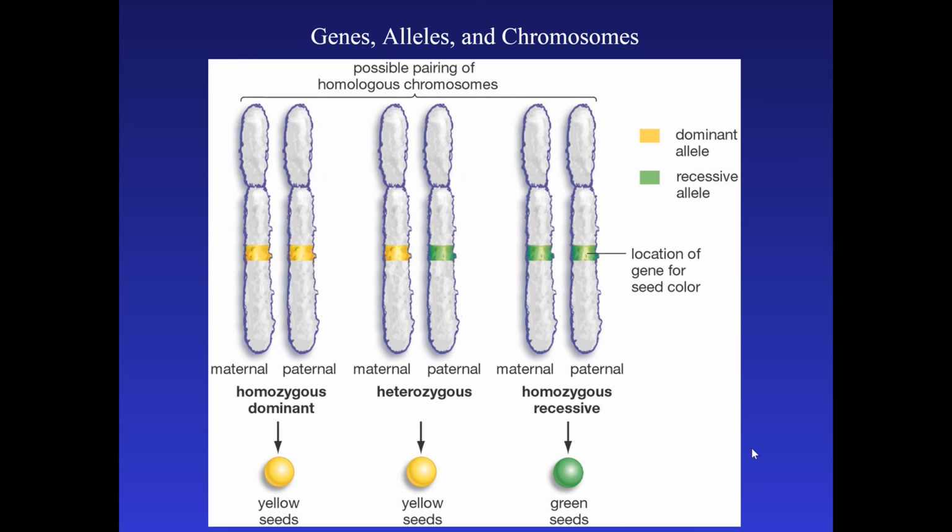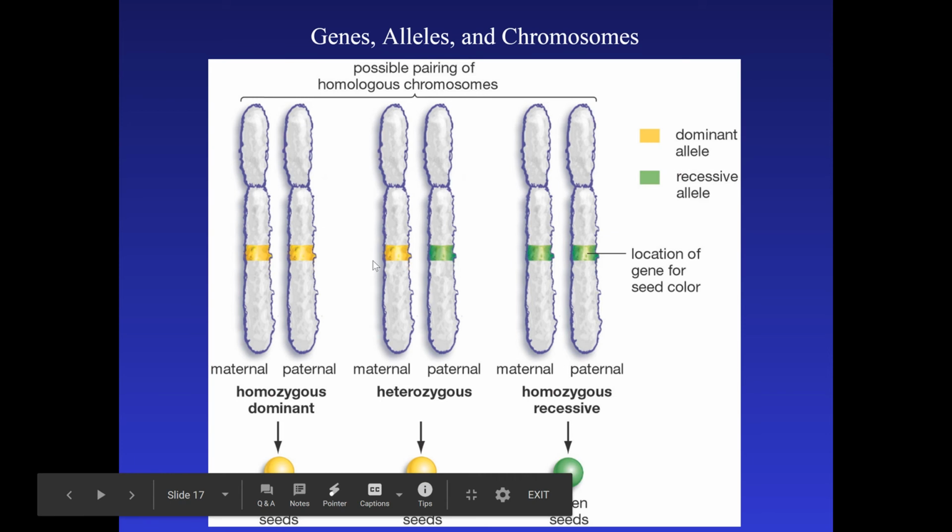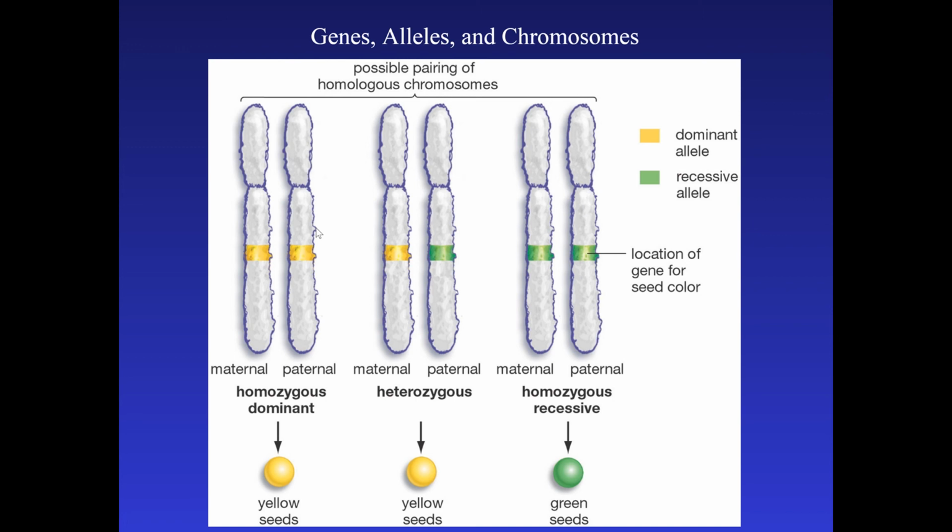This is just another graphic showing you pretty much the same thing in a different way. So we have these possible pairings of chromosomes here. We have two homozygous on the two sides because they're both yellow and these are both green. So they are homozygous, they're the same. And then we have the heterozygous in the middle with the yellow and the green.